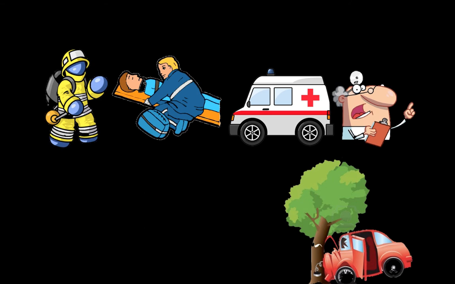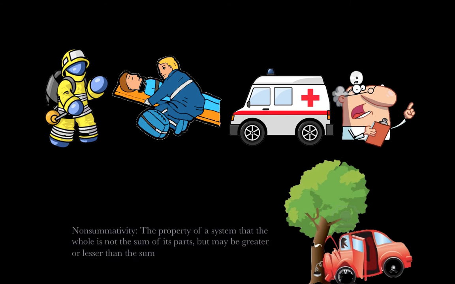The ambulance driver depends on the success of the paramedic able to get you into the ambulance. The paramedic's success depends on the fireman's ability to get you out of the car. Really, these all work together. They're interdependent. And that brings up a principle, and we call this the principle of non-summativity.